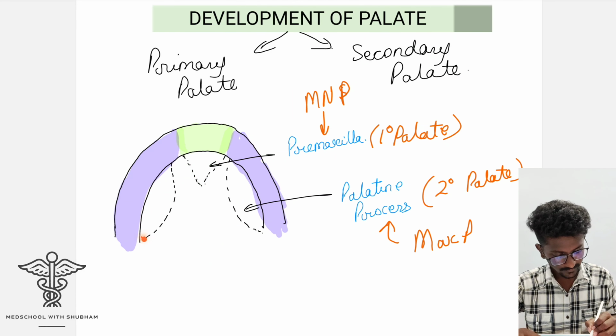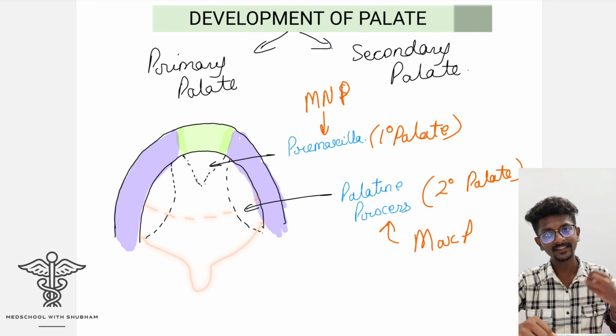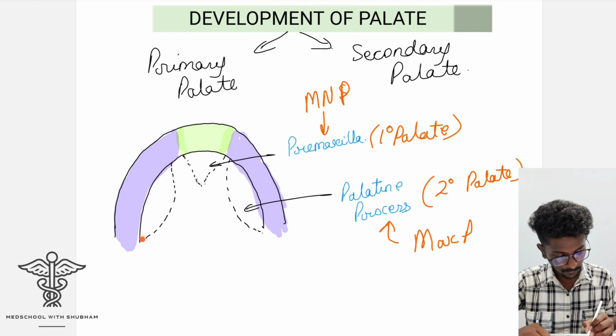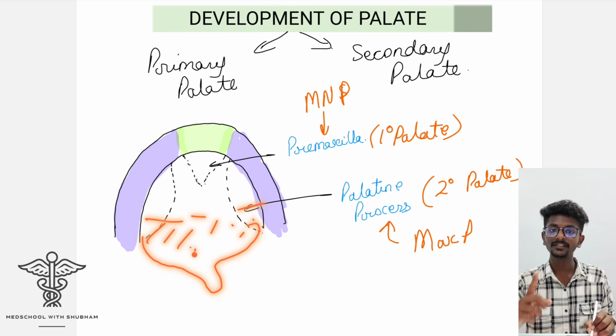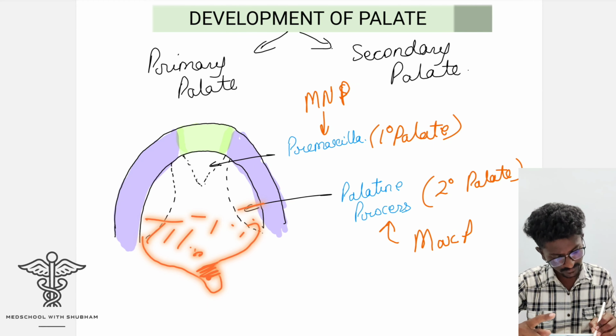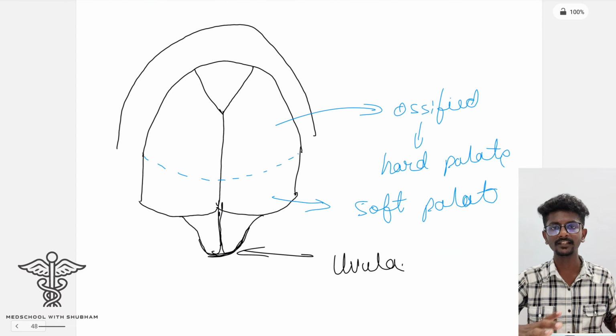entire palate. In this entire palate, the anterior 2/3 part will get ossified, and that will form the hard palate. The posterior 1/3 part will not get ossified, and it will form the soft palate, and the most posterior part, it will be called as the uvula. I hope this is very clear to you guys.